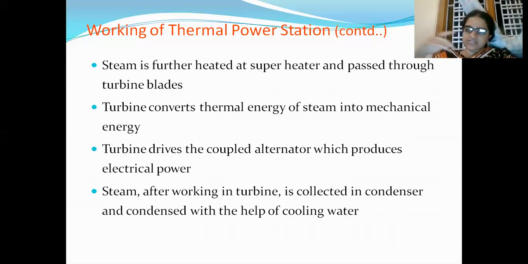Okay, the steam which is not utilized by the blades of the turbine is called exhausted steam. That will come to the end of the turbine, and this exhausted steam is collected in a condenser and condensed with the help of cooling water, right? I have already explained about the condenser in detail.